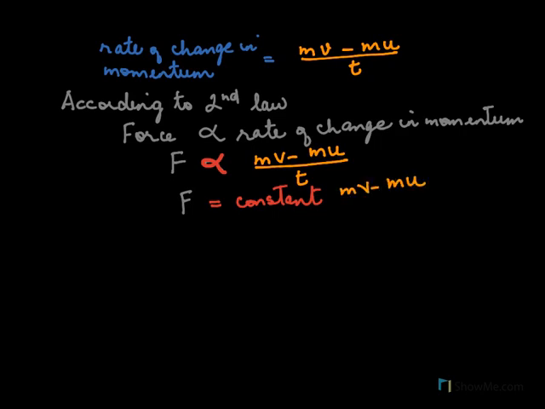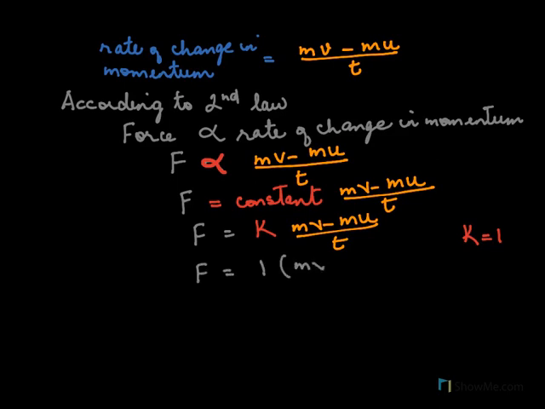So F equals k times mv minus mu over t. Now this constant, we will just call it k. After doing certain experiments, this k is found out to be 1. So we have F equal to 1 times mv minus mu over t.